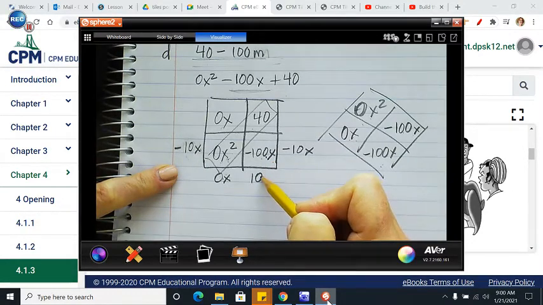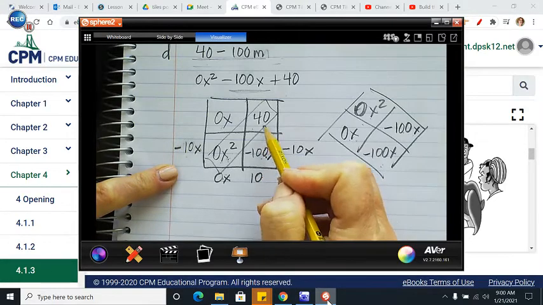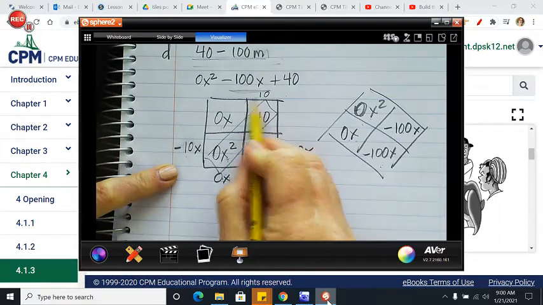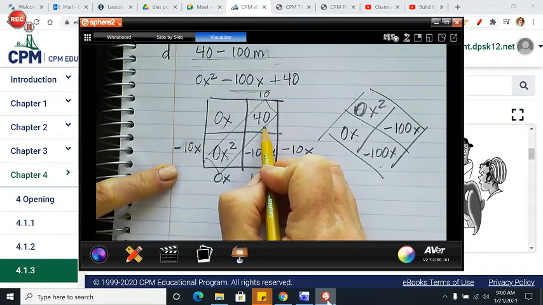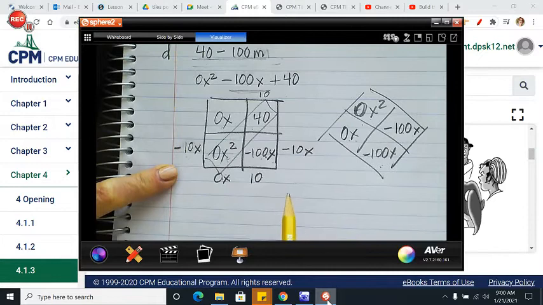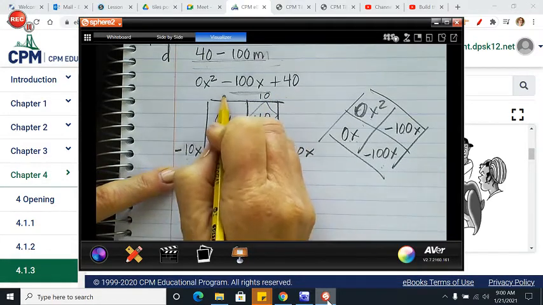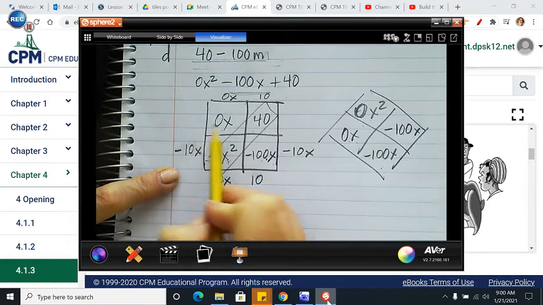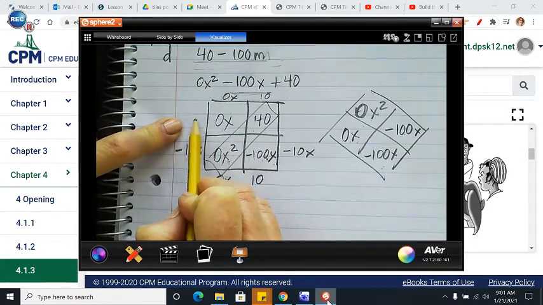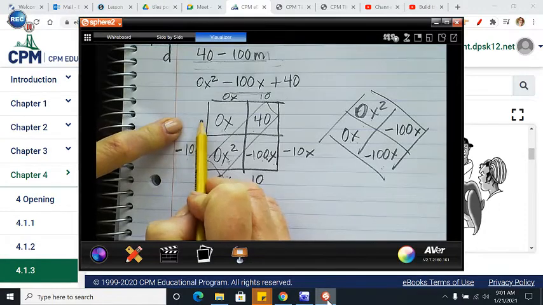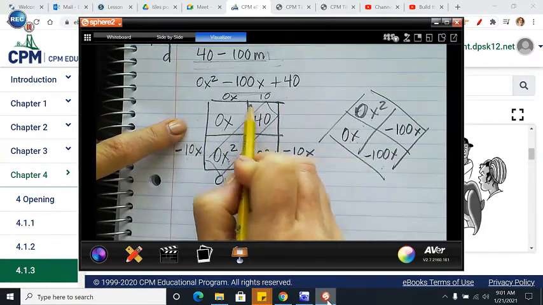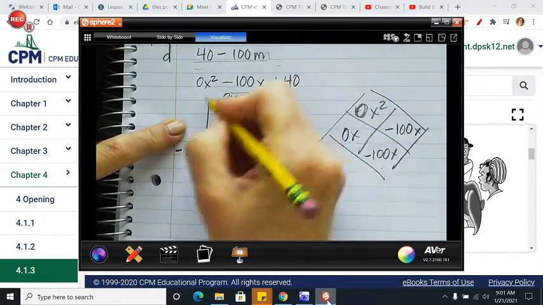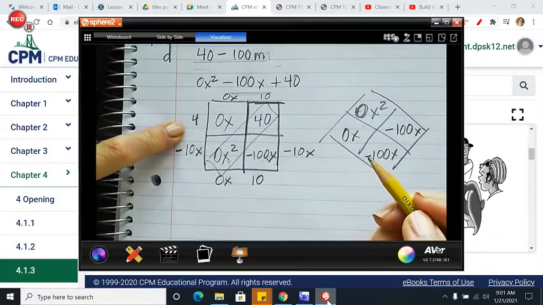And this is why I picked negative 10, because whatever this is, it's got to be a factor of 40. And this one wound up being a little bit harder than I had planned. Let's see, we've got 0x right here. So you might be saying 0x times what is 0x? And that's where it gets a little tricky, because you could put anything here. But this length and this width have to give you 40. So then this has to be a 4.